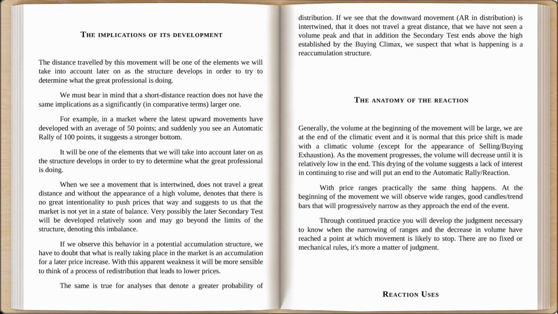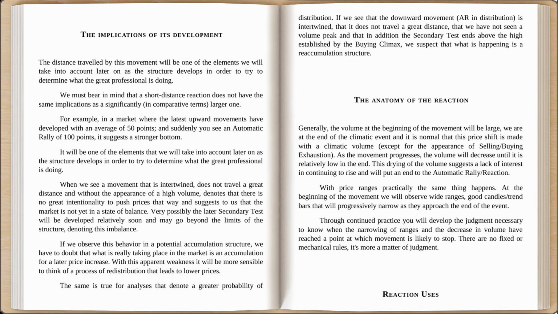With this apparent weakness, it will be more sensible to think of a process of redistribution that leads to lower prices. The same is true for analyses that denote a greater probability of distribution. If we see that the downward movement AR in distribution is intertwined, that it does not travel a great distance, that we have not seen a volume peak, and that in addition the secondary test ends above the high established by the buying climax, we suspect that what is happening is a reaccumulation structure.